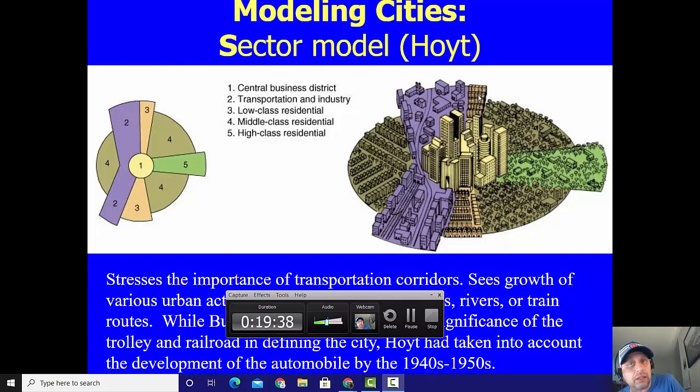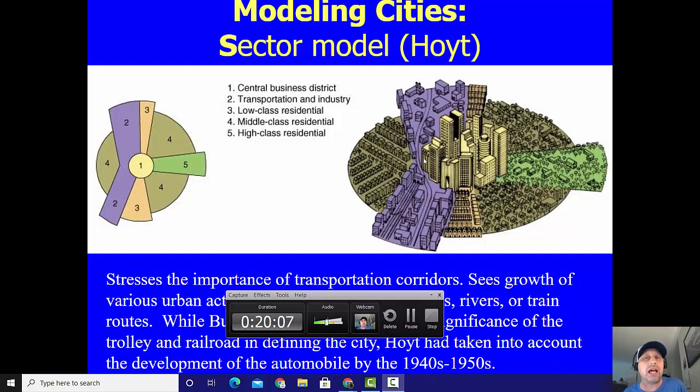Then you're going to get low class residential housing that's usually going to work in a wedge or a sector directly adjacent to the heavy industry and transportation. Remember, these are the lowest income workers. They're the ones that can't afford to live far from the city. They can't afford the transportation costs. So they're going to generally live in the lowest quality housing, located in a sector that parallels where the industry and transportation have located.